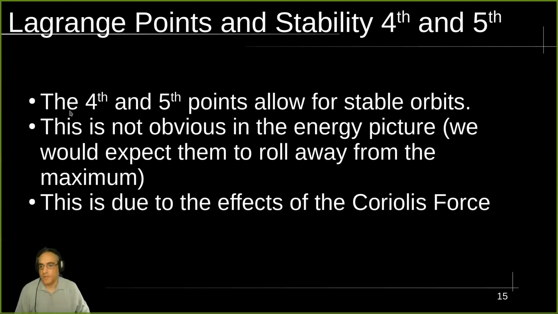All right, so the 4th and 5th points allow for stable orbits, which isn't obvious from our energy plot. It suggests they're local maximas and they should go flying away forever. It turns out the reason why you can stay there is the Coriolis force. Yet another one of those fictitious forces that only appears when you're in an accelerated reference frame. But we just took and specifically constructed everything, imagining that in essence, the Earth and Sun and the L1 through L5 points aren't going anywhere.